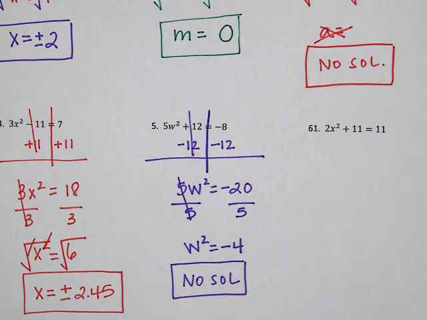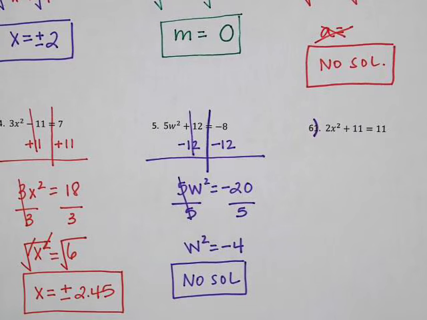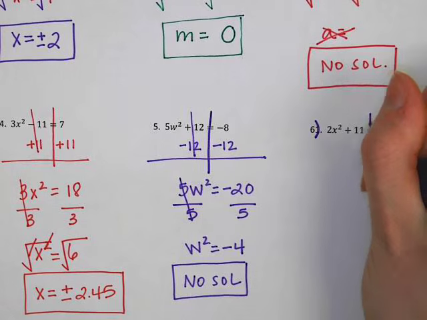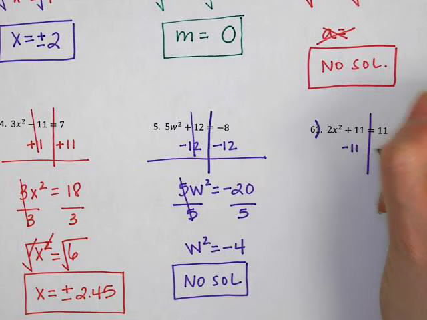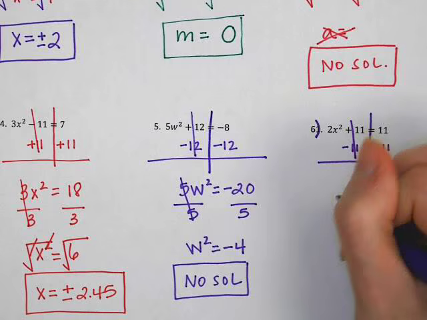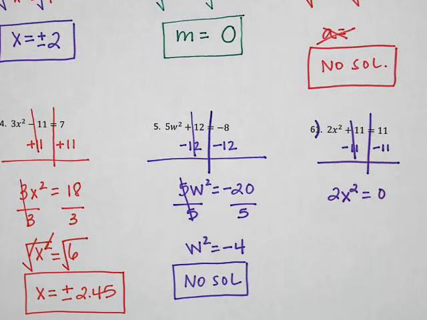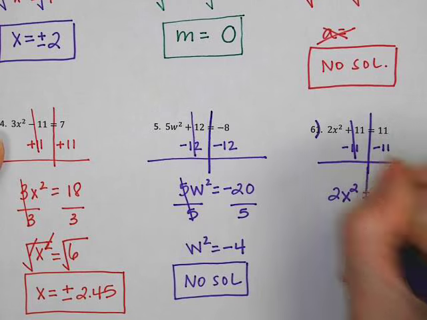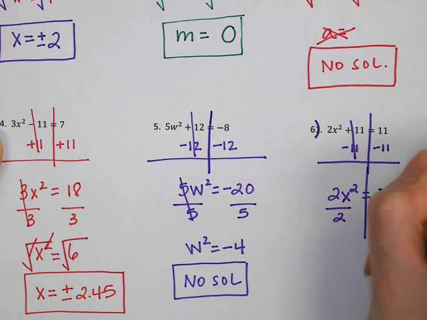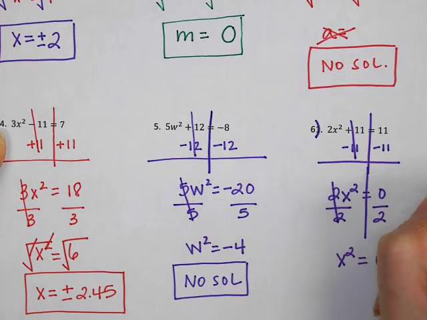And last one, number 6. All right, let's isolate. Draw your wall. You would minus the 11 from both sides. And you get 2x squared equals 0. Isolate a little bit further. We would divide by 2, and we're left with x squared equals 0.